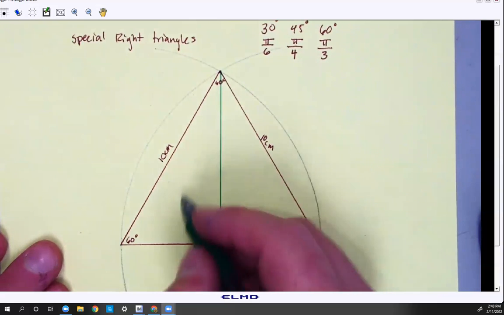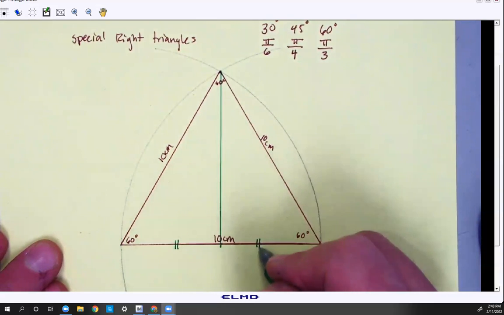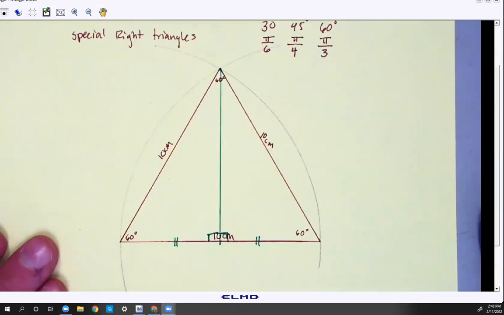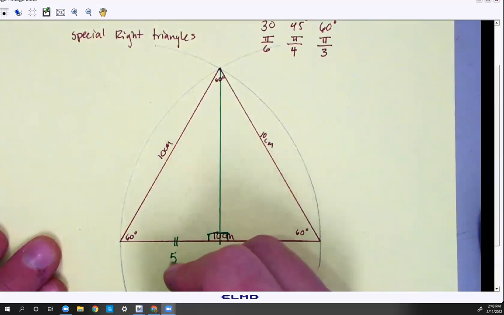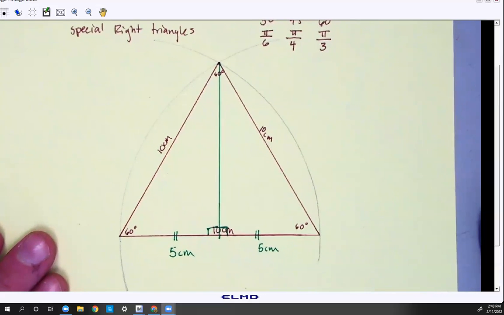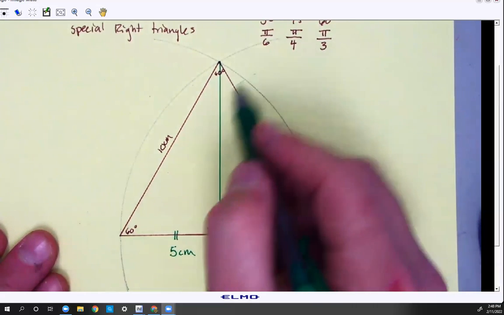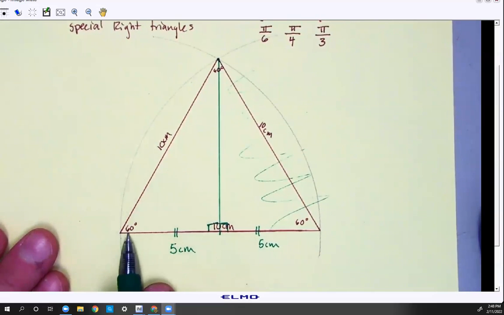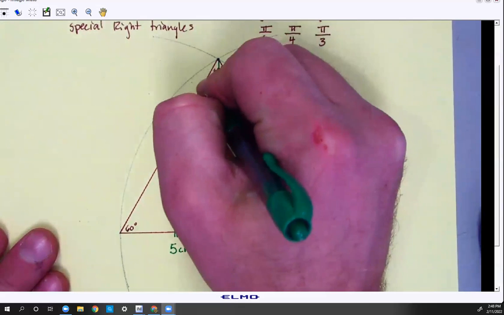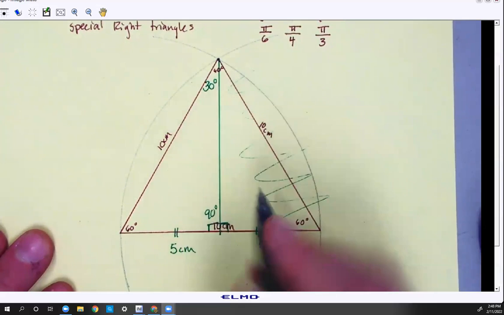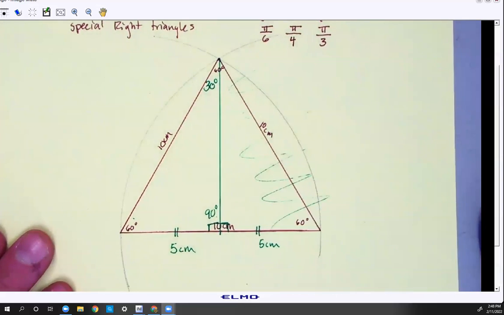What I did is I just created a 90-degree angle right here. And I cut this 10 centimeter side into two lengths of 5 centimeters each. And so if we ignore this half of the triangle now, we have a 60-degree angle, we now have a 30-degree angle, and we have a 90-degree angle. So we have a 30, 60, 90.